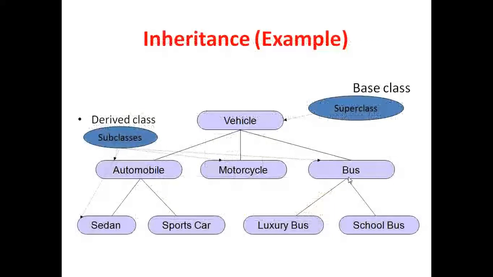Here is another example of inheritance, which is vehicle, a basic general vehicle called a superclass or base class, and automobile, motorcycle or bus. These are also different classes which are called subclasses or derived classes. But automobile, motorcycle and bus can inherit the properties or use the functions and variables declared in the base class, which is vehicle.